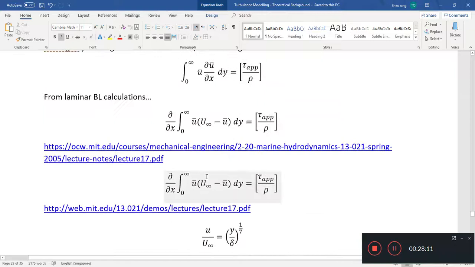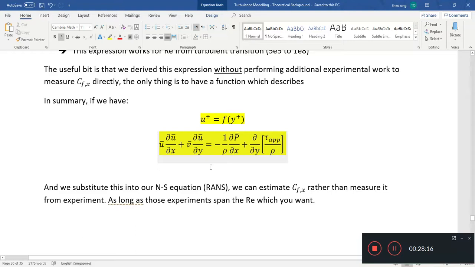Okay, so hopefully that's clear in this video, and in the next video we can start moving on to other stuff in the turbulence. So hopefully this lesson or discussion was clear.